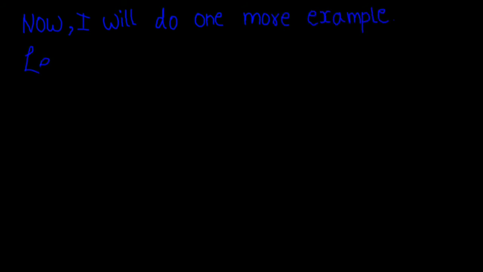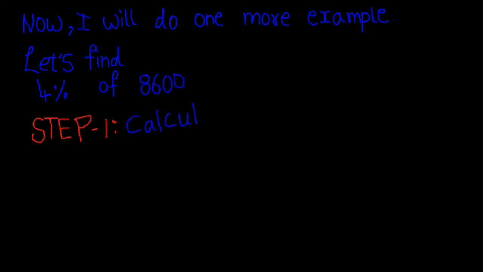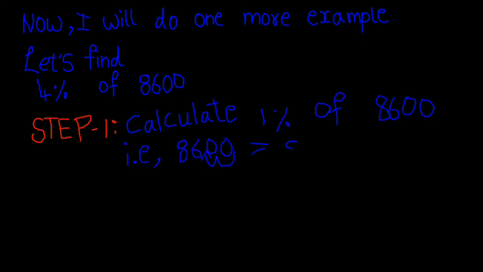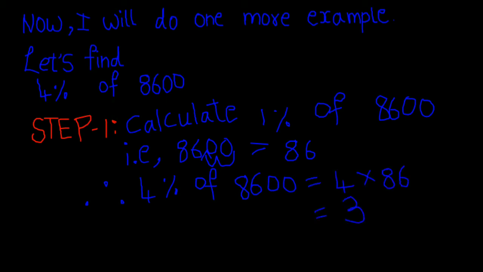Now, I will take one more example and calculate 1% directly without calculating 10% so that you can understand in a proper manner. Come, let's find 4% of 8600. Step 1. Calculate directly 1% of 8600, that is 86. Therefore, 4% of 8600 will be 4 times the 1% of 8600, that is 4 into 86, which is 344.